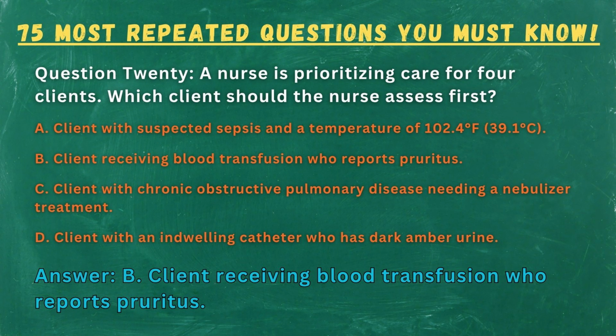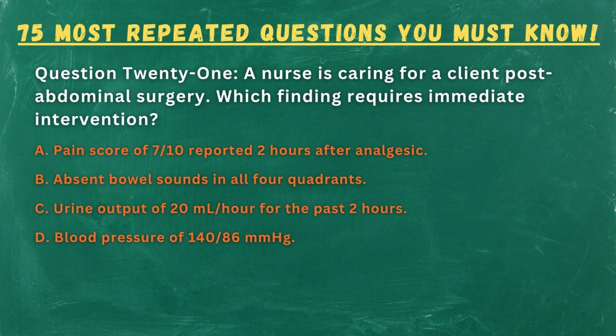Answer: B. Client receiving blood transfusion who reports pruritus. Question 21. A nurse is caring for a client post-abdominal surgery. Which finding requires immediate intervention? A. Pain score of 7 out of 10 reported 2 hours after analgesic. B. Absent bowel sounds in all 4 quadrants. C. Urine output of 20 milliliters per hour for the past 2 hours. D. Blood pressure of 140/86 mmHg.